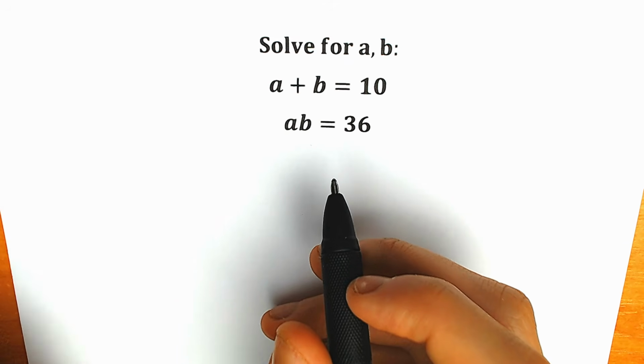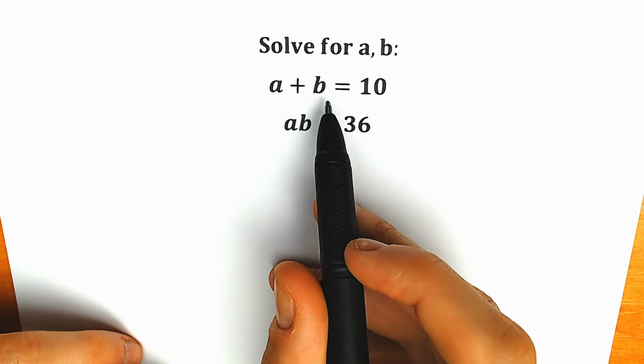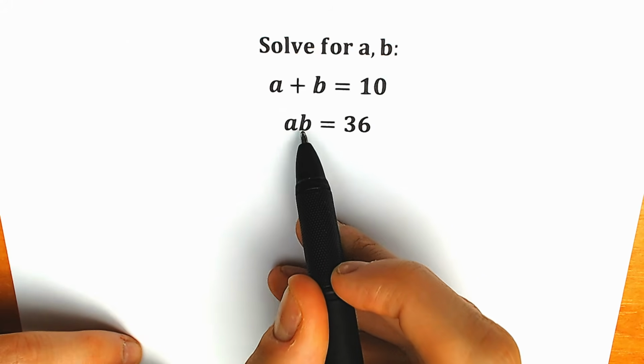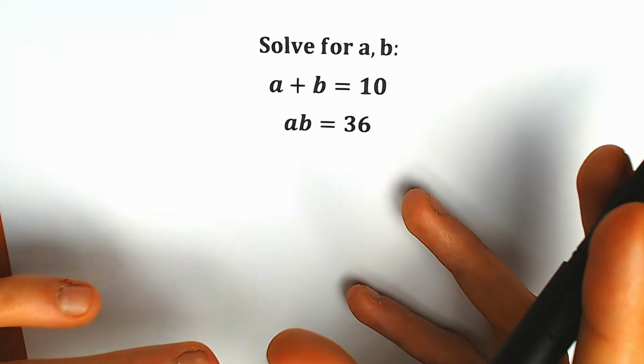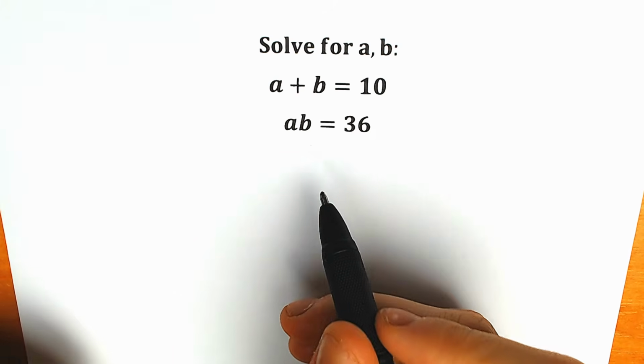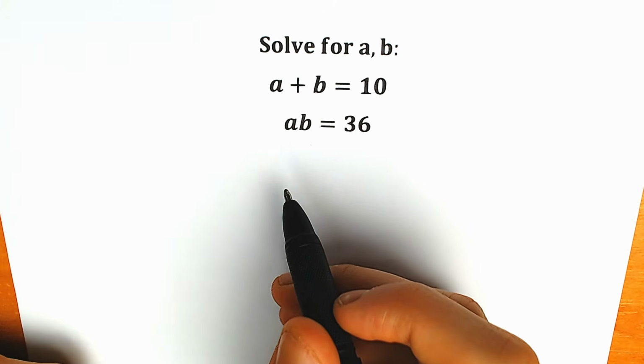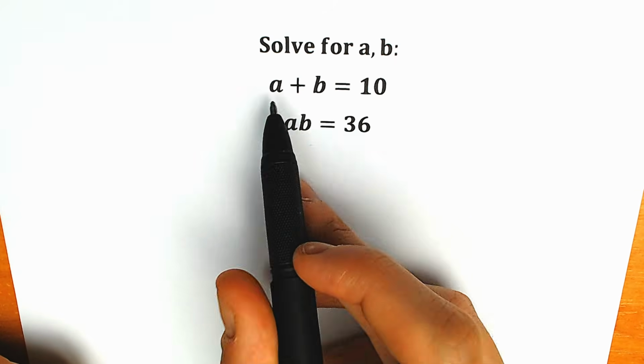Today we have an interesting algebra question: a plus b equal to 10 and the product a times b equal to 36. We need to solve this question for a and b. If you have your solution, your approach, your answer, you can also write it in the comments below and then we will check it. Okay, so how do we solve this type of question?